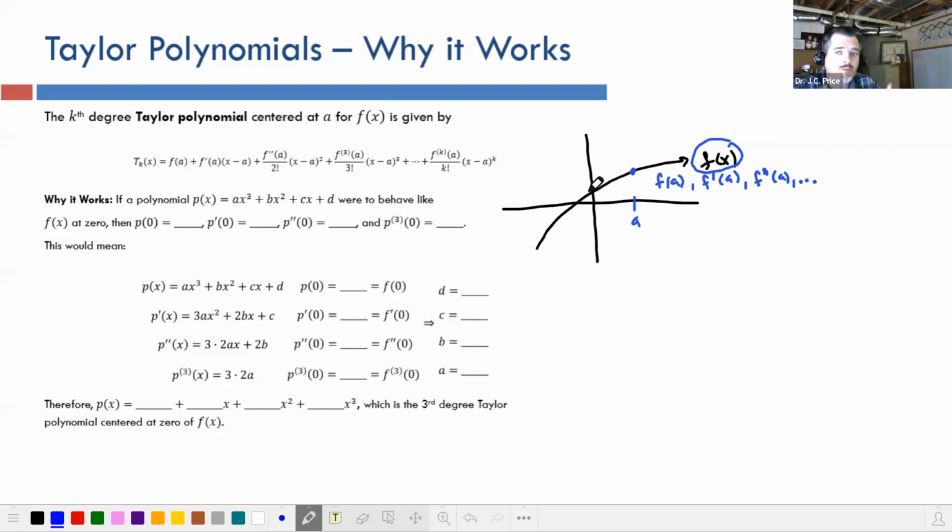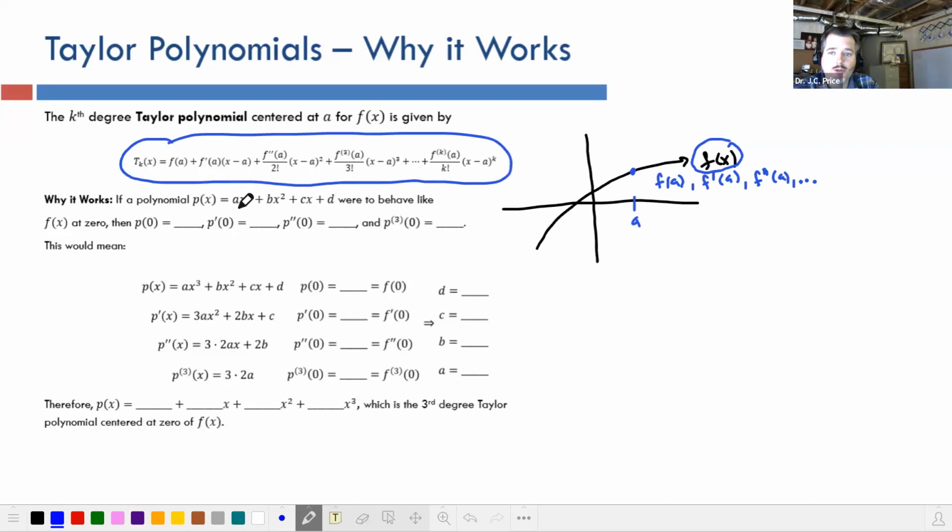So what we're going to do is center this at 0 because it's easy to look at, and we're just going to take a third degree polynomial. This is just a heuristic proof of where this formula basically comes from. And so if we have a third degree polynomial here, where a, b, c, and d are just constants, and it were to behave like f of x at 0, then we expect that when you plug in 0, you get f of 0.